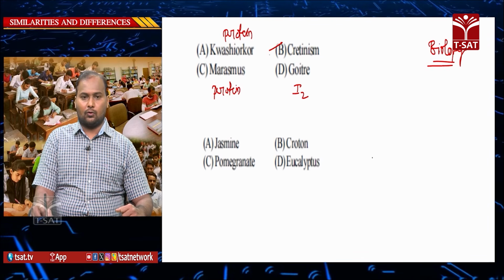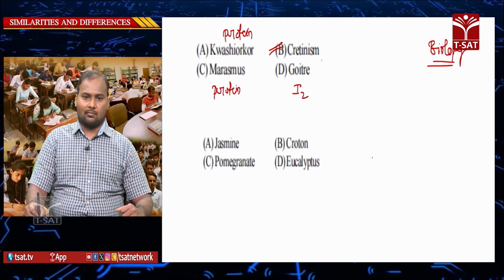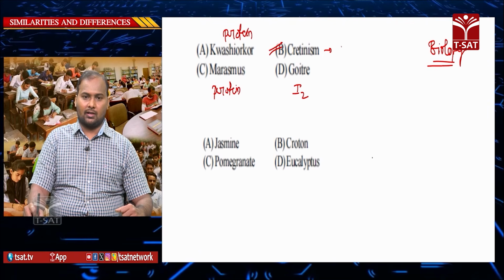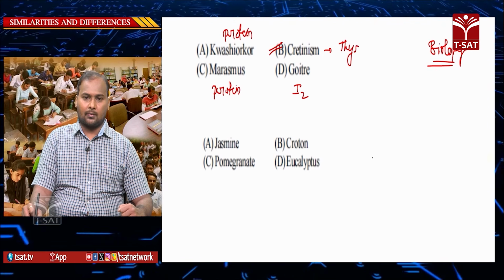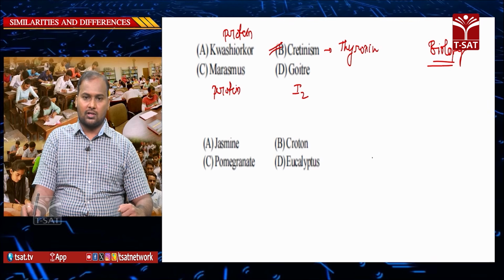But if you come to option B, that is cretinism, this is due to the insufficient production of the hormone called thyroxine in the case of children.